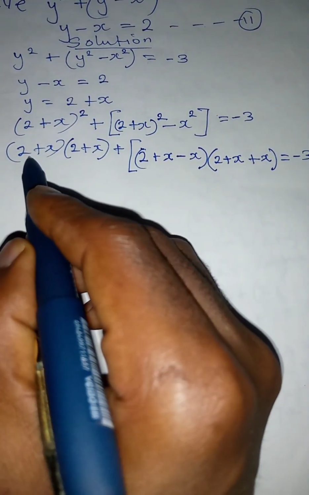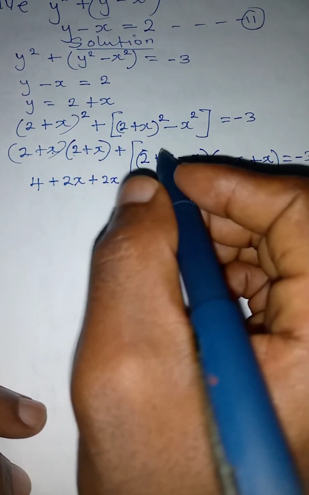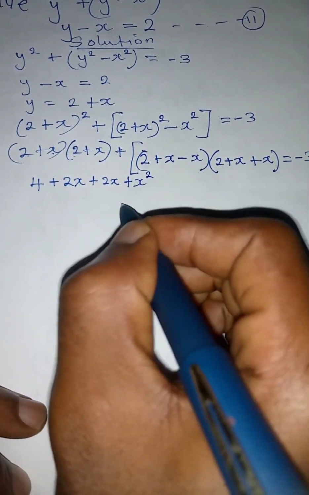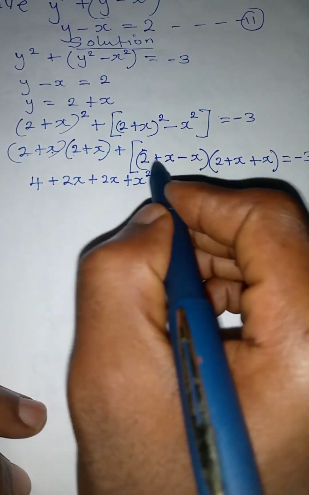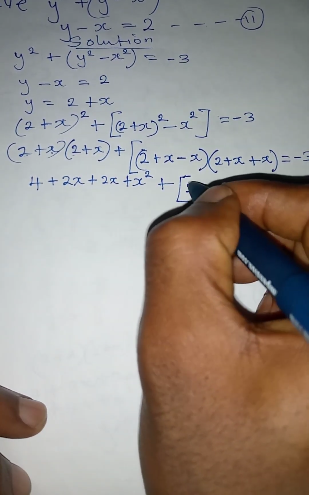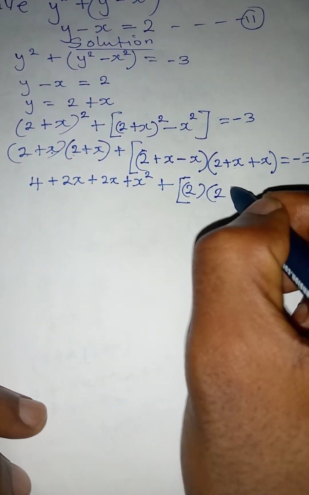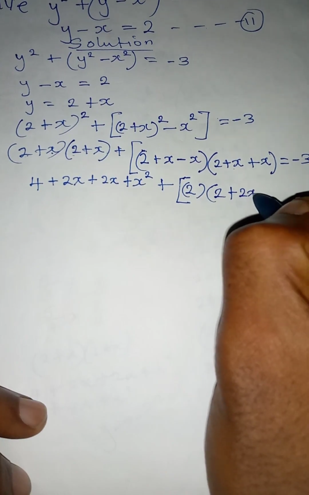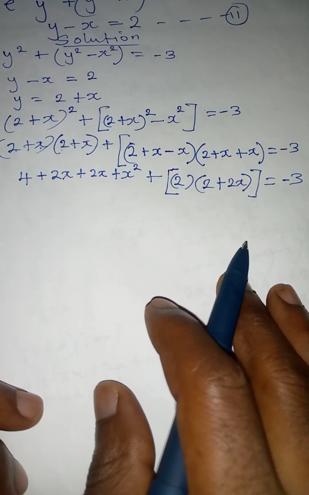And then from here, I can open this bracket now. 2 times 2 will give us 4. 2 times x will give us plus 2x. x times 2 will give us plus 2x. And then x times x will give us x squared. Then plus, going over to this bracket, it will just be 2 in this bracket because x minus x is gone. Then in the other bracket, I will have 2 plus x plus x, which is 2x, and everything is equal to negative 3.